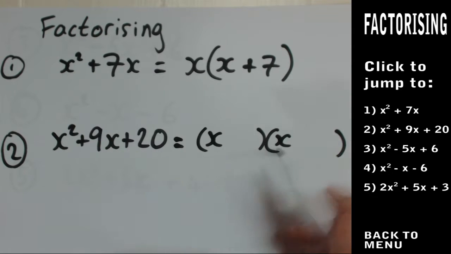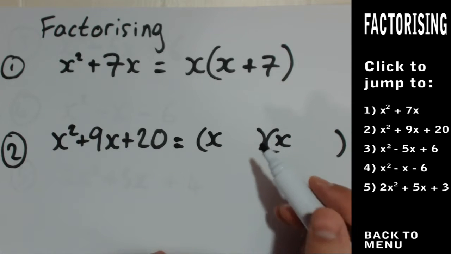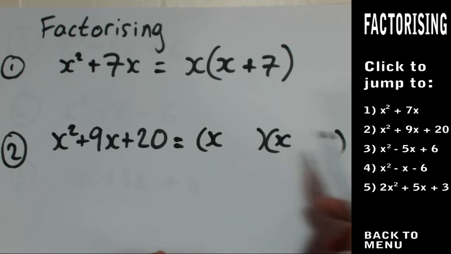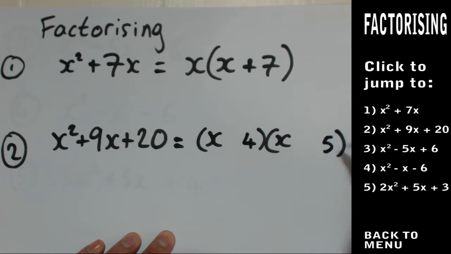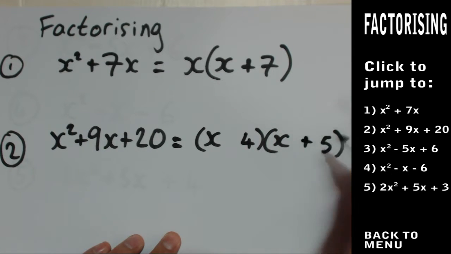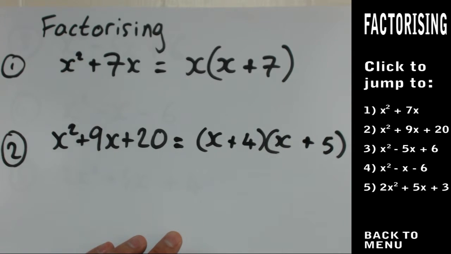Think of two numbers that multiply to give 20. 2 times 10, but 2 plus 10 is not 9. 4 times 5, and 4 plus 5 is 9. So that works. So that one's 4, and that one's 5. And they're both positive, and it doesn't matter if you would put 5 there or 4 there. That's okay.